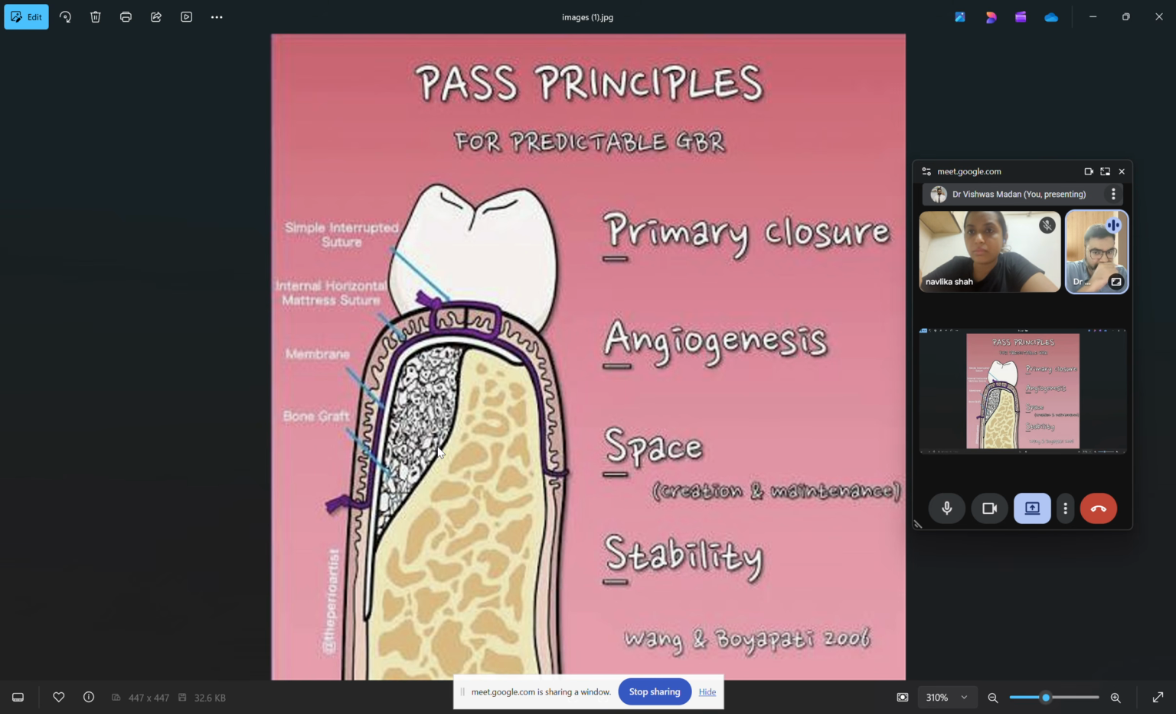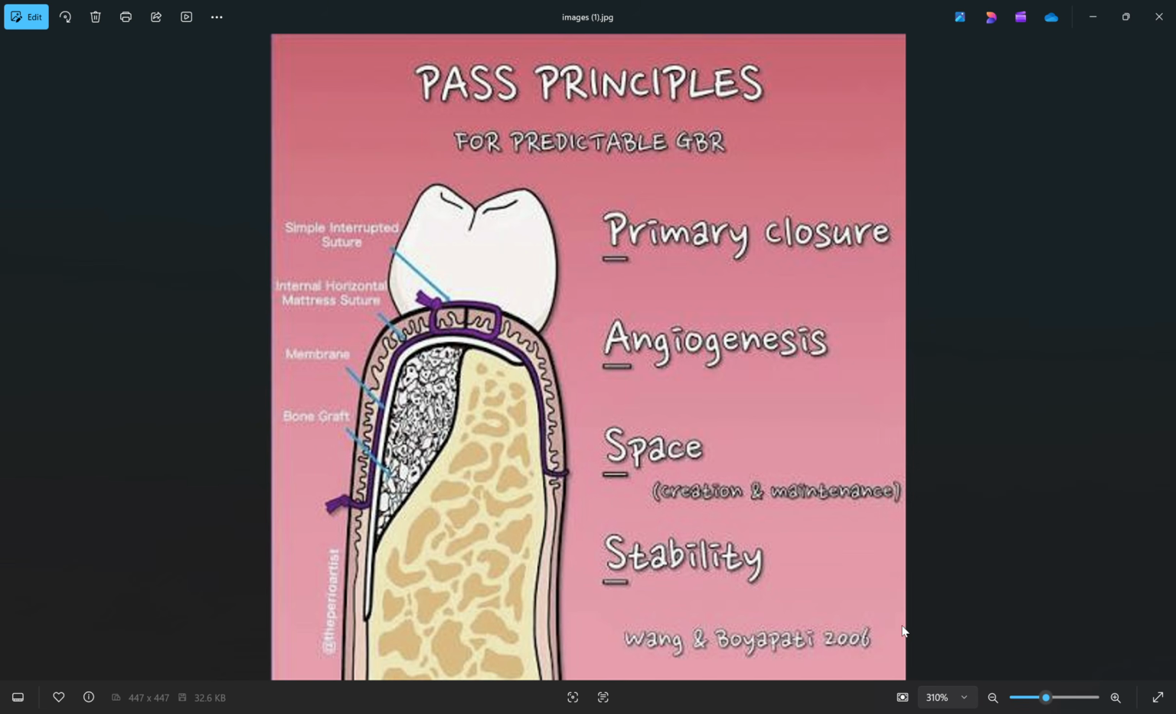If it is coming from the bone side, we need to create the perforations in this area, in the cortical area. Then we have space creation and space maintenance, where we use a barrier membrane, or if we are doing sinus lift or socket preservation, already there is space. And there is stability. Now stability means this graft, wherever we have placed it, it should not get displaced very easily with the regular movements of the patient.